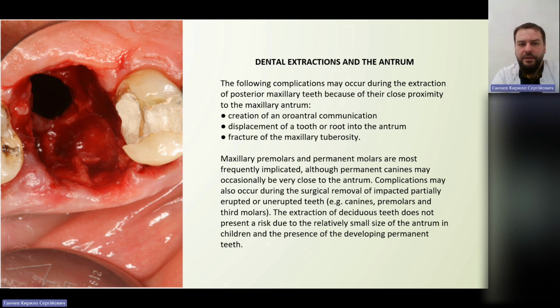Maxillary premolars and permanent molars are most frequently implicated, although permanent canines may occasionally be very close to the antrum. Complications may also occur during the surgical removal of impacted, partially erupted, or unerupted teeth, like canines, premolars, and third molars. The extraction of deciduous teeth does not present a risk due to the relatively small size of the antrum in children and the presence of the developing permanent teeth.